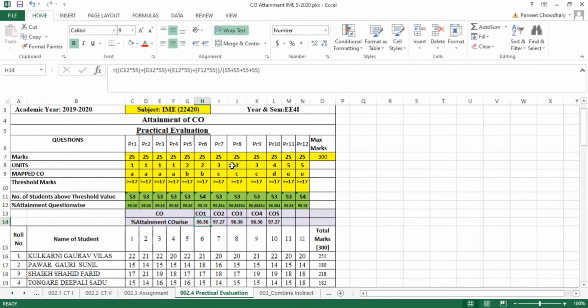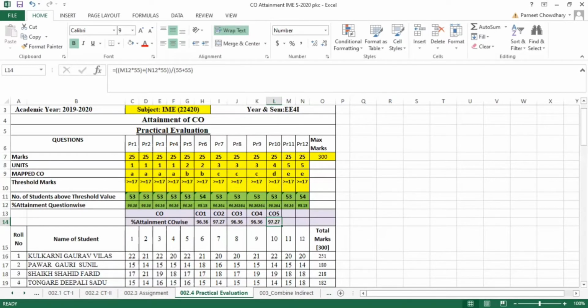This is the formula for CO attainment. So again for CO2, now CO2 has only 2 practicals. PR 5 and 6 are mapping with my second CO. So here is the percentage attainment question wise. These 2 values, G12 and H12, I have used: G12 into 55 plus H12 into 55, divided by 55. So you will just have to alter this formula a bit and you will get the CO attainment for your practicals. Only here you have to make this little change depending on your practical attainment.